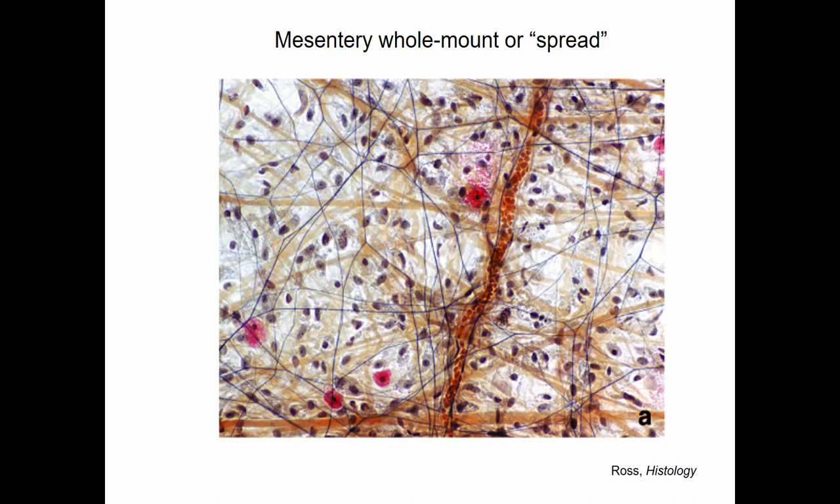You could fix it lightly, you could put a stain on it, and you can look at it in a kind of almost three-dimensional view. You can see whole cells just kind of squashed down, and a lot of the structure remains intact, and it's very instructive to look at it. So this is a whole mount, or spread, it's called, of the mesentery. And what are we looking at here?